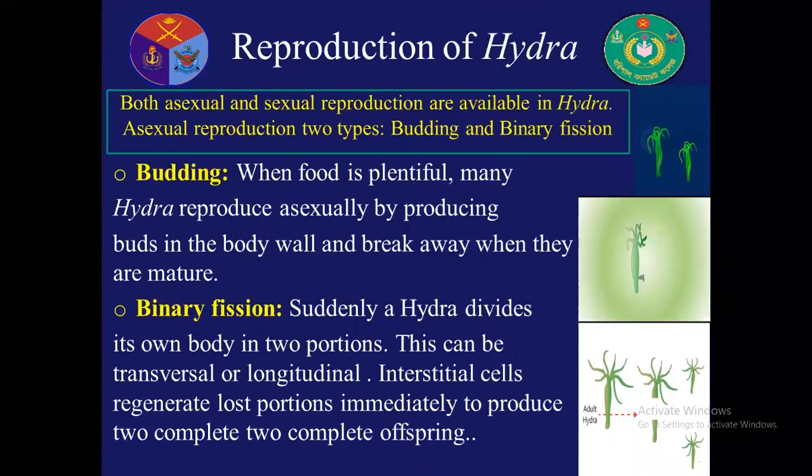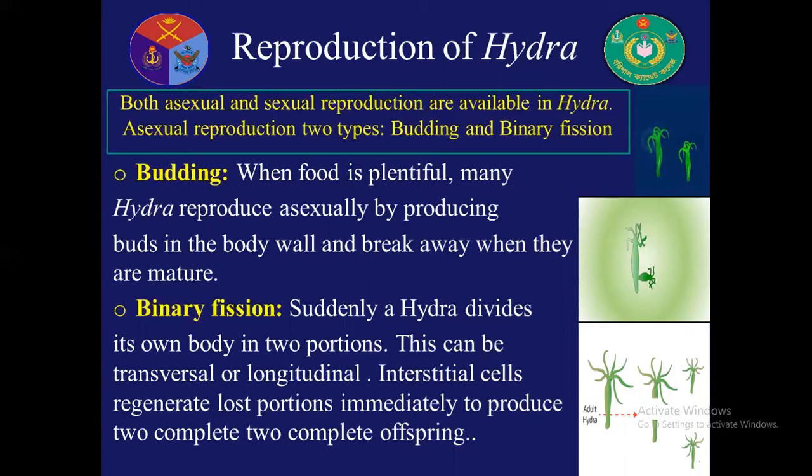Okay, reproduction of Hydra. Hydra is a hermaphrodite animal. Hermaphrodite animal means when both male and female sex organs are present in the same animal. But the male and female sex organs do not mature at the same time.